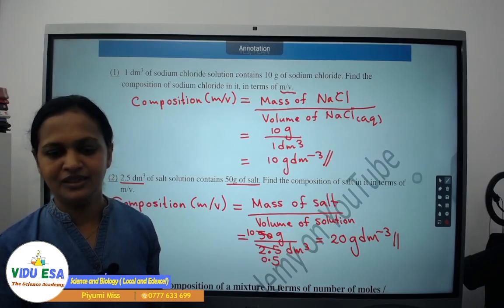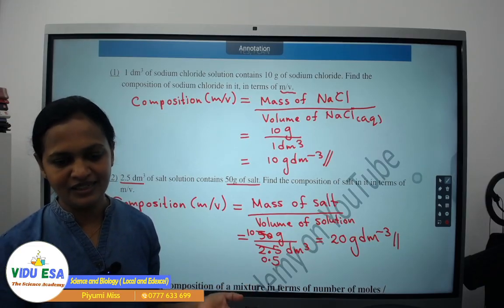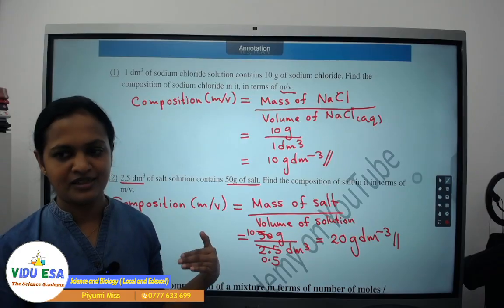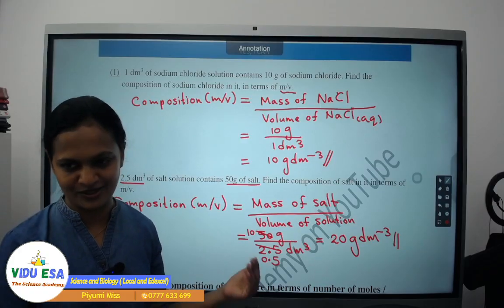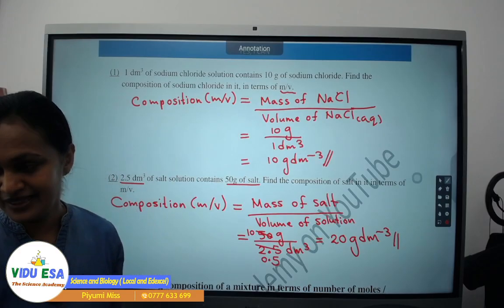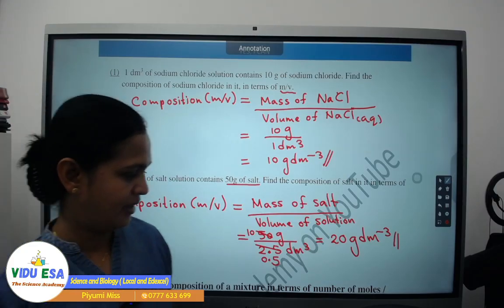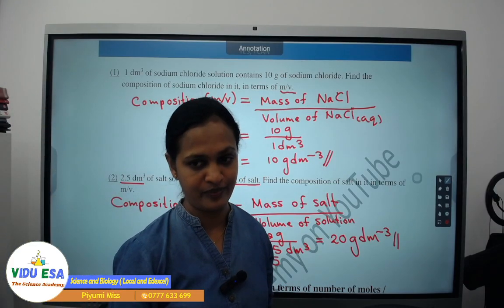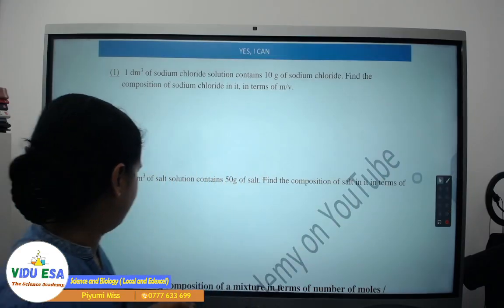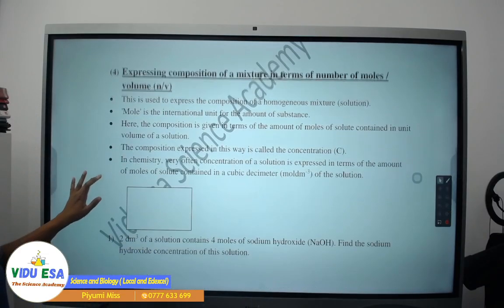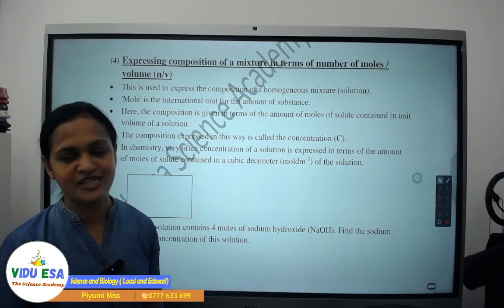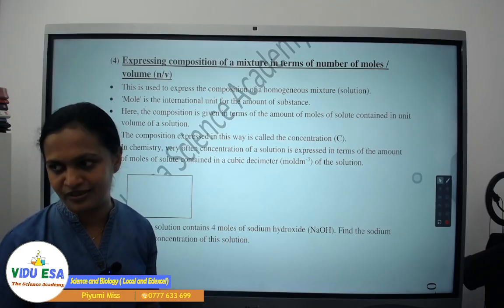Next we go to the next method, the method in which most of the questions have been asked and somewhat complex when compared to the other 4 methods, right? That is concentration. Number of moles divided by the volume, N over V. Expressing the composition of a mixture in terms of number of moles divided by volume. This is what we call the concentration.